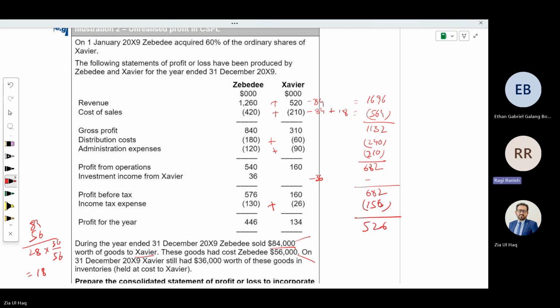526. And from this, the NCI share: out of this 134, what is 40%? 54. And what is the parent profit share? In total 526 minus 54, which is 472.